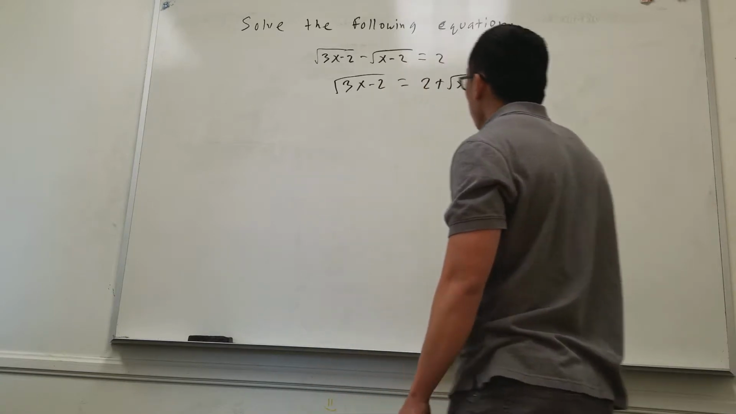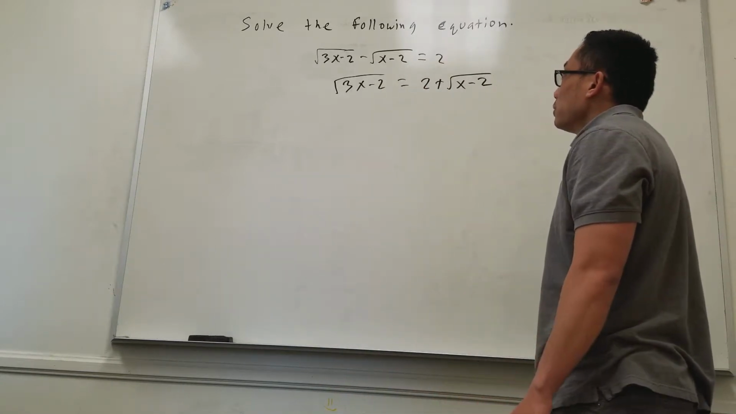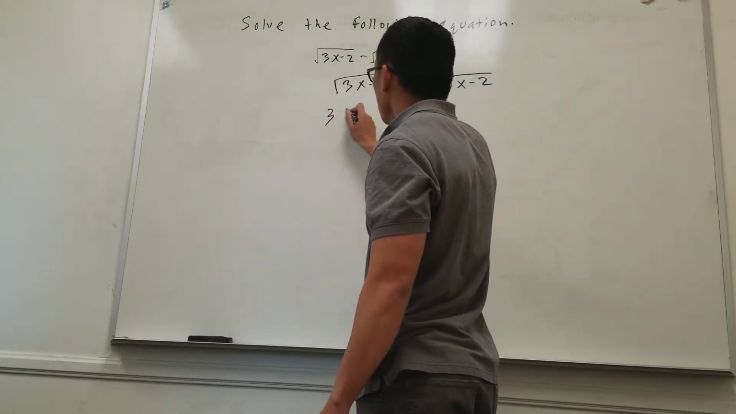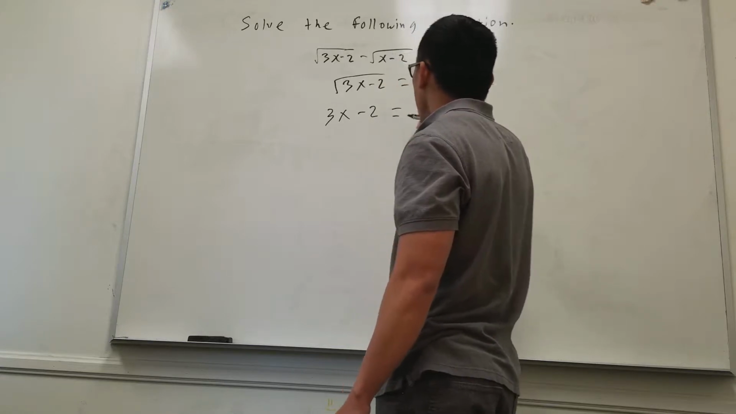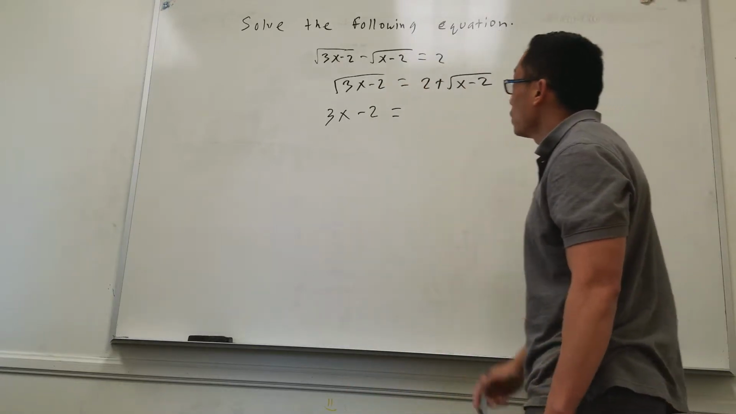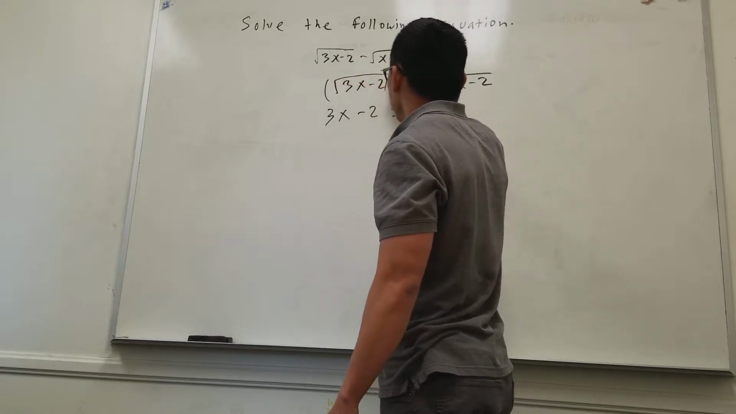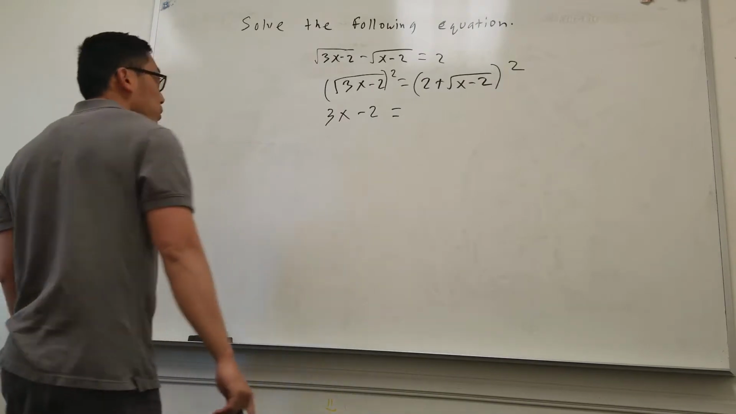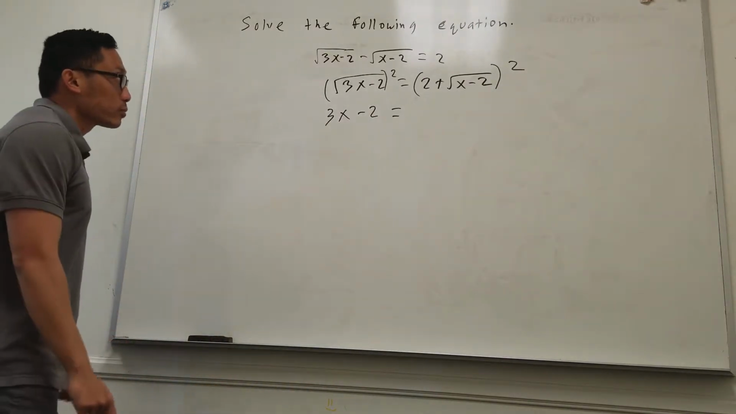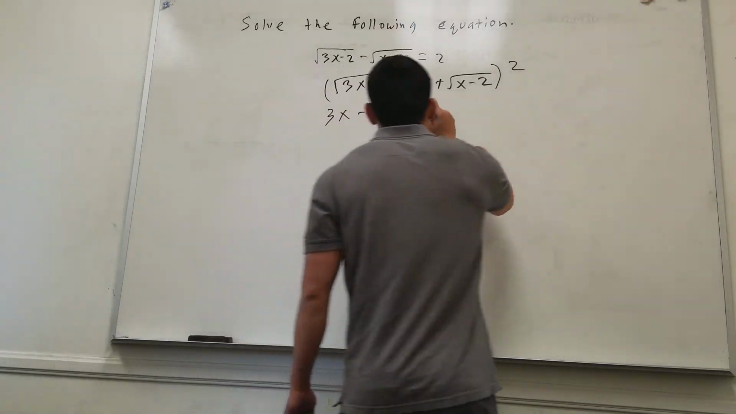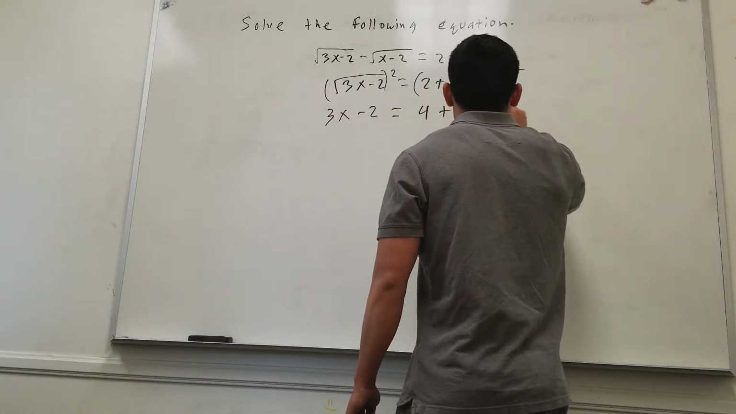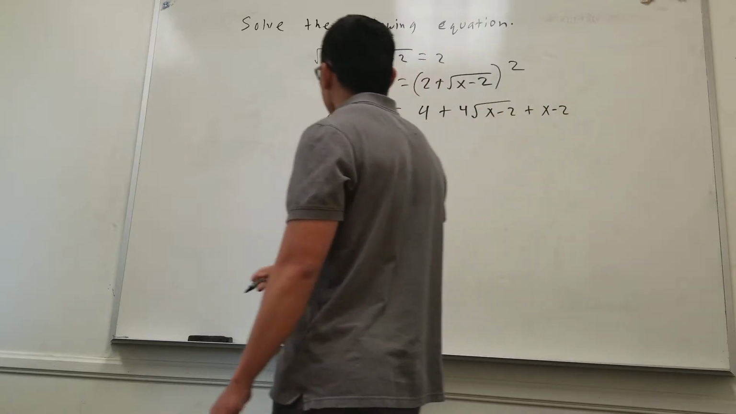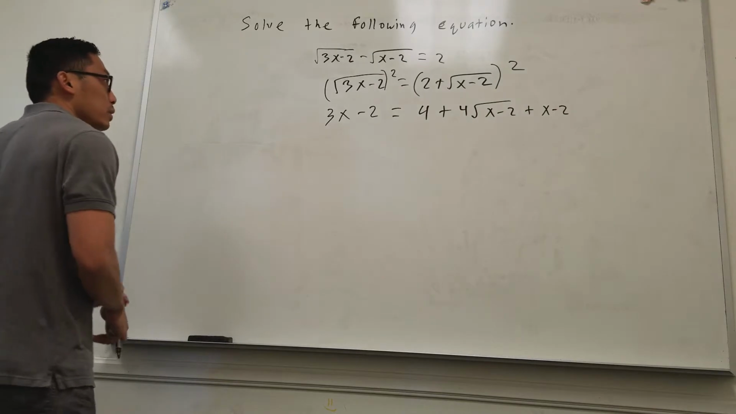Okay, now what? I'm going to square both sides, right? If I square both sides, the square root goes away. Go ahead, take a second to follow this. If I square both sides, I'm actually going to show that step here. So what happens when you square it? You're going to get 4 plus 4 square root of x minus 2 plus x minus 2. Right? Now let's combine like terms.